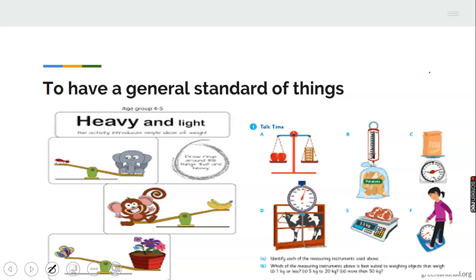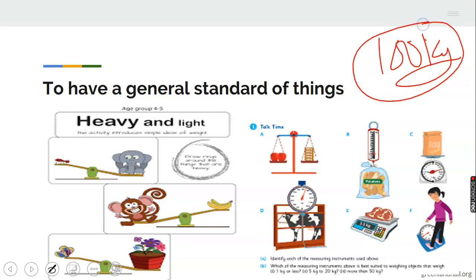So, for example, you're going to buy, let's say, a bag of cement. I'm going to use bag of cement today a lot. And the bag of cement here in your locality, let's say it weighs 100 kilograms. And then you travel to somewhere else outside your state. You should know that this is the same measurement it was when you were in your state. So it gives us a general standard of things.